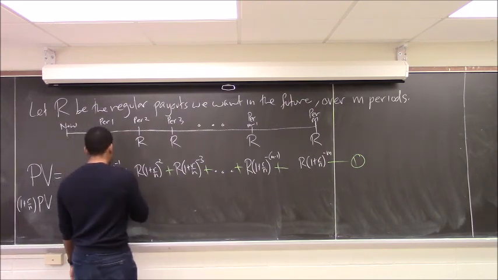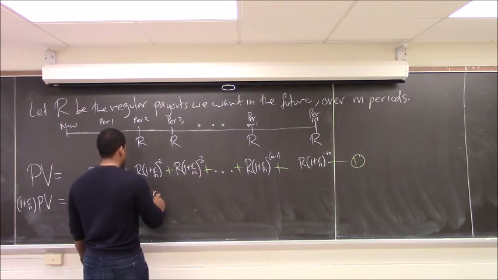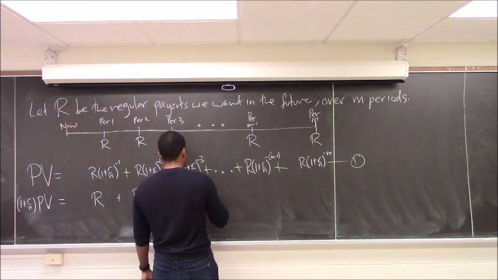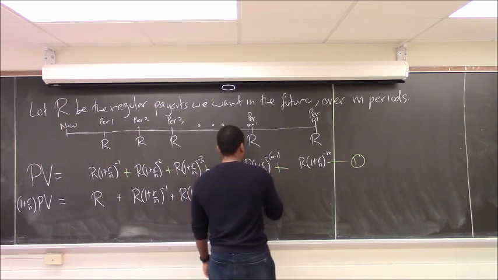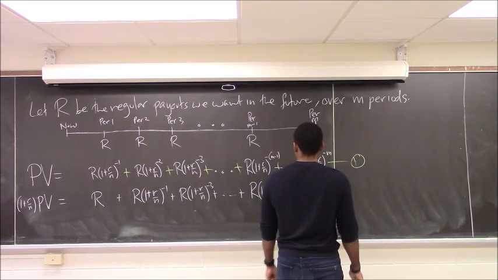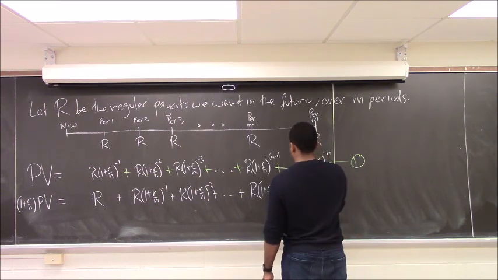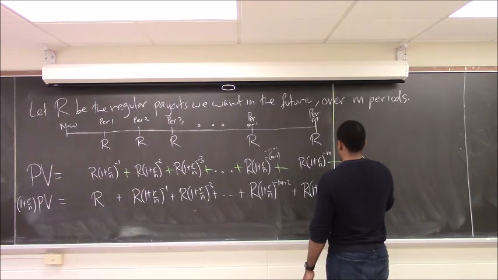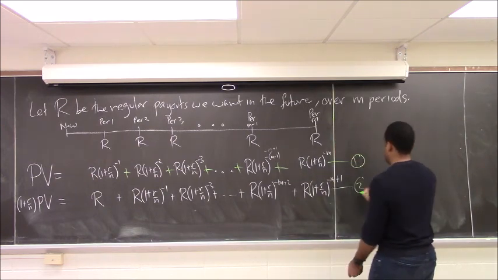Multiply this by 1 plus R over n, we have R times 1 plus R over n to the minus 1, 1 plus R over n to the minus 3. Here you'd have 1 plus R over n to the minus m. So this here is minus m plus 1, and so it's minus m plus 2. And this is going to be 1 plus R over n to the minus n plus 1. I'm going to call that equation 2.